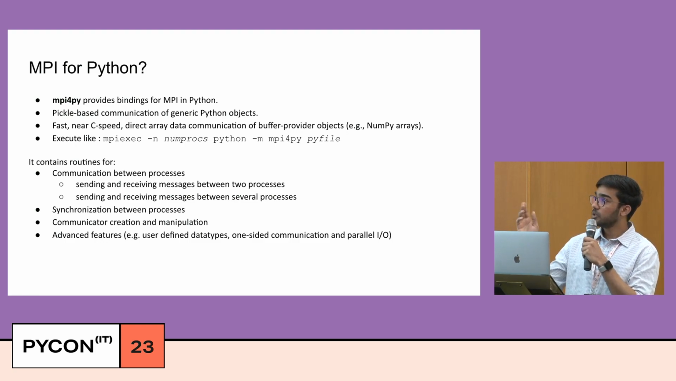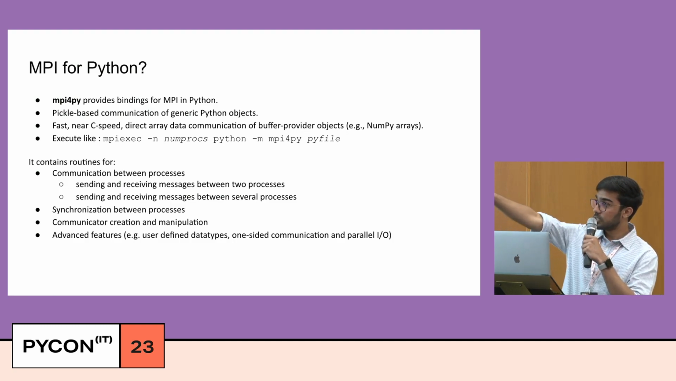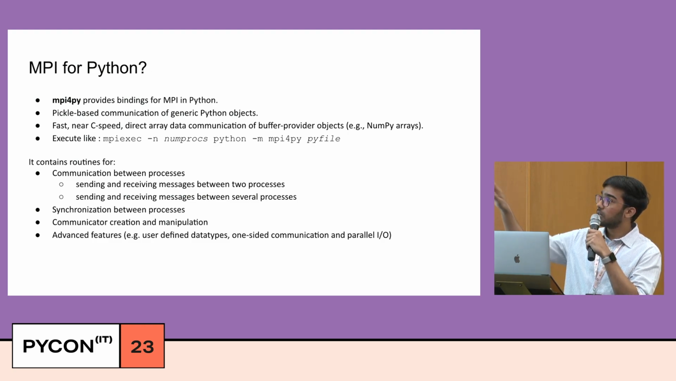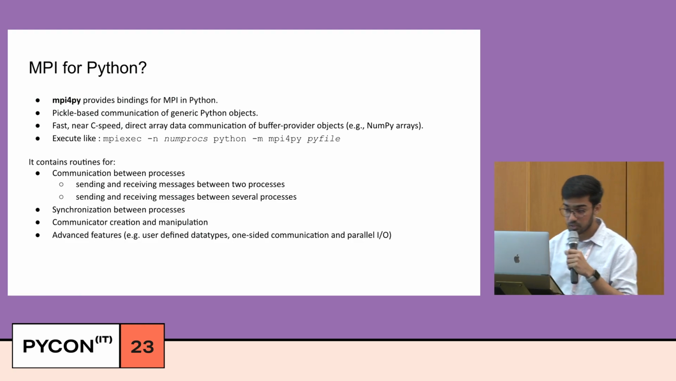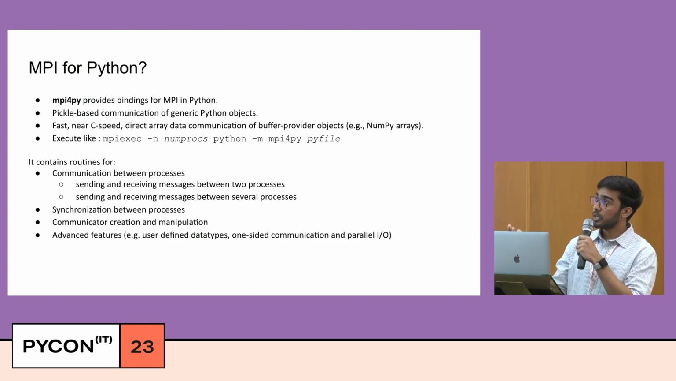The way you write an MPI program is by using the mpiexec command. You specify the number of processes that you need, then you use the -m flag, and then you write the Python file which you need to execute. This Python file itself needs to have some commands in general, which we'll discuss later. But basically, what would MPI have?